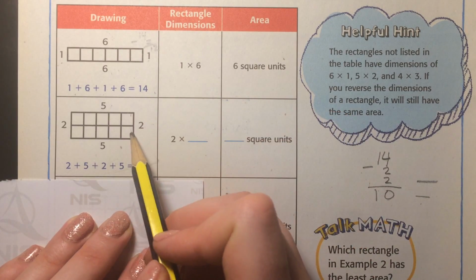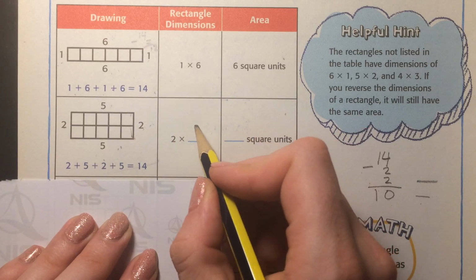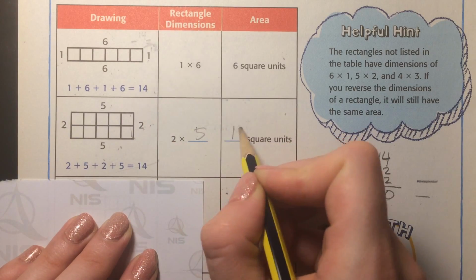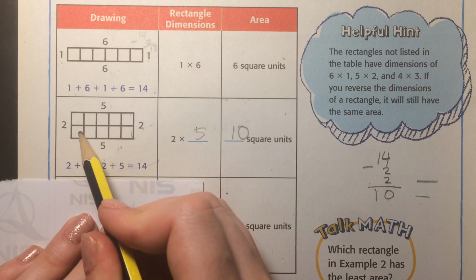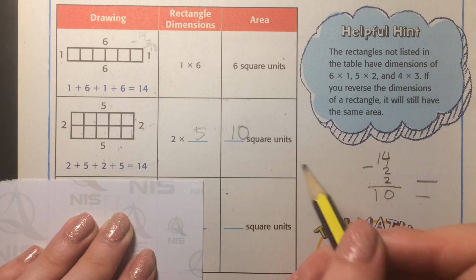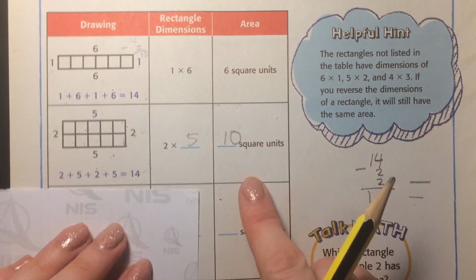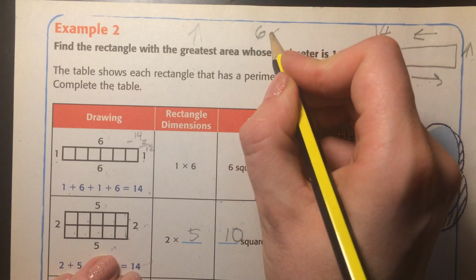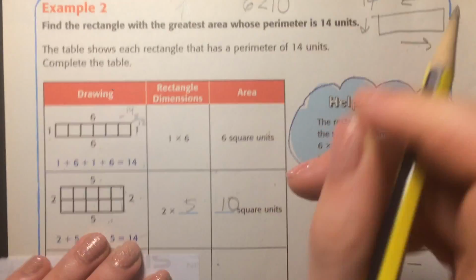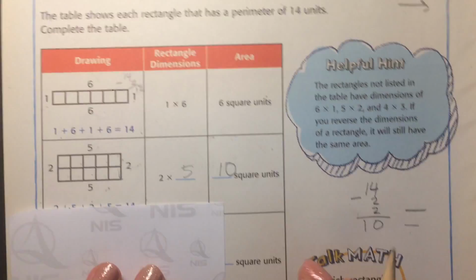And now we can find the area. Length times width. 2 times 5 is 10. Let's just count to be sure. 1, 2, 3, 4, 5, 6, 7, 8, 9, 10. Yep, confirmed it. 10 square units. We already know that 6 is less than 10, so this is better so far. This is our winner so far, so let's check it out.